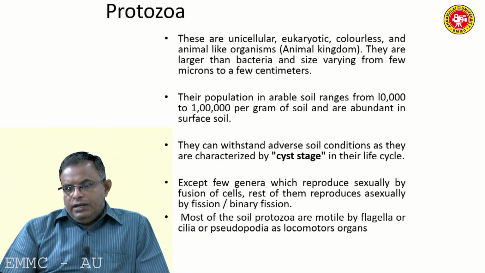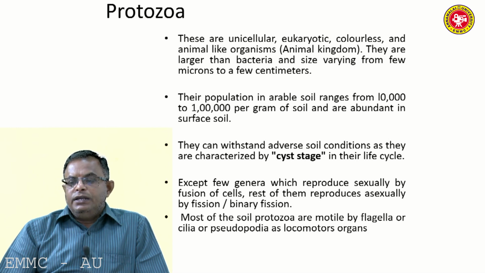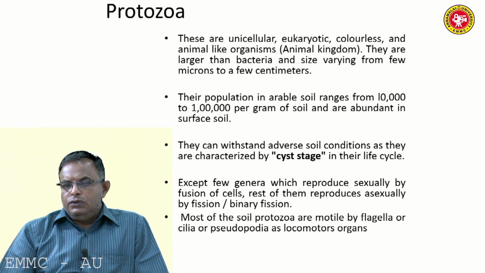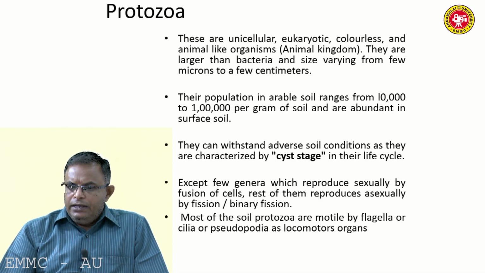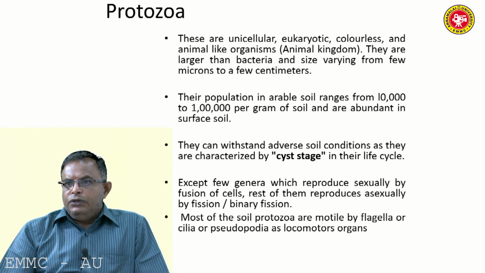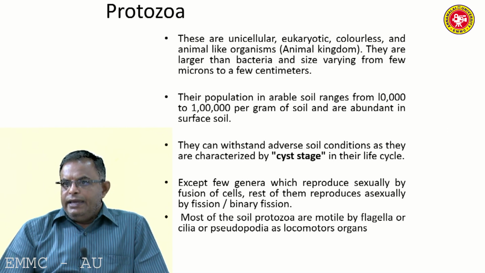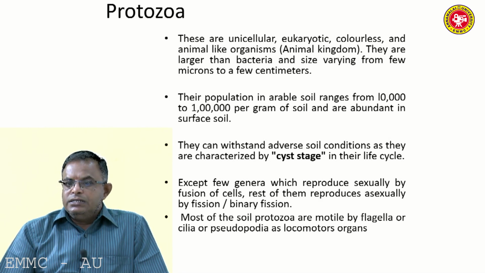And the last organism is protozoa, which are present in very small quantity in soil, almost 10,000 to 1 lakh per gram of soil. They are unicellular, eukaryotic, colorless and animal-like organisms. They are larger than bacteria, with size varying from a few microns to a few centimeters. They can withstand adverse soil conditions as they are characterized by a cyst stage in the life cycle.